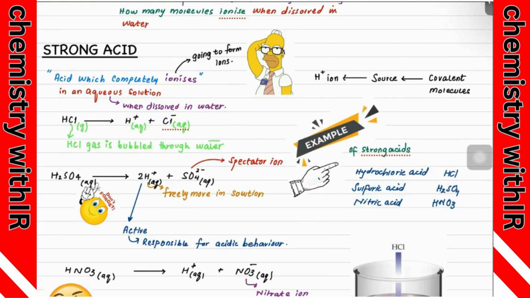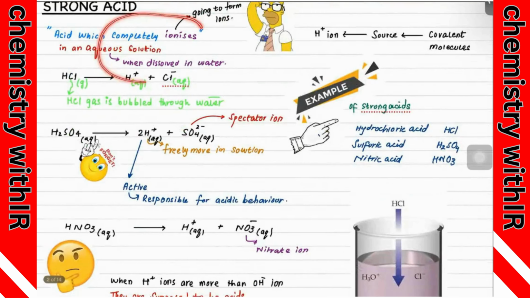This is called ionization. This is also known as dissociation, and also as the breaking down of a compound. So a strong acid completely ionizes. Remember, a strong acid fully ionizes. What does it mean? It breaks down completely.